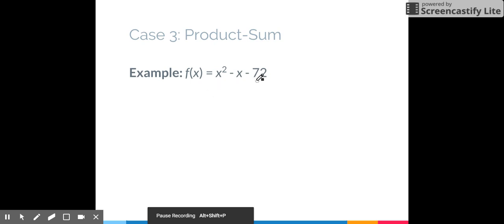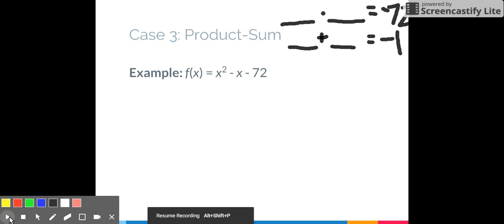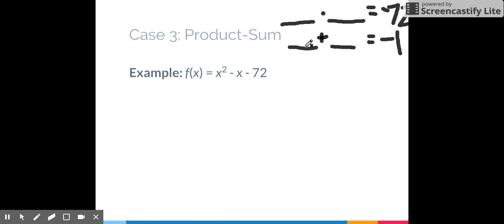In this case, we want to figure out what times what will give me negative 72 and what plus what will give me negative 1. So let me show you what that looks like. I'm going to think of two numbers that will multiply to give me negative 72 and two numbers that will add to give me negative 1. The only way to get two numbers to multiply to give you a negative is to have one as a negative and one as a positive.